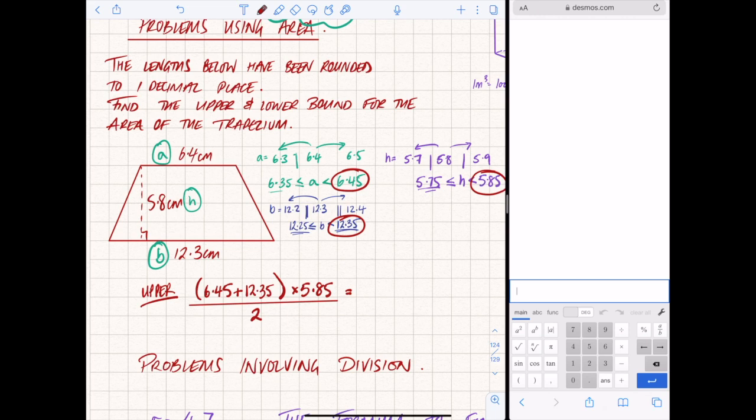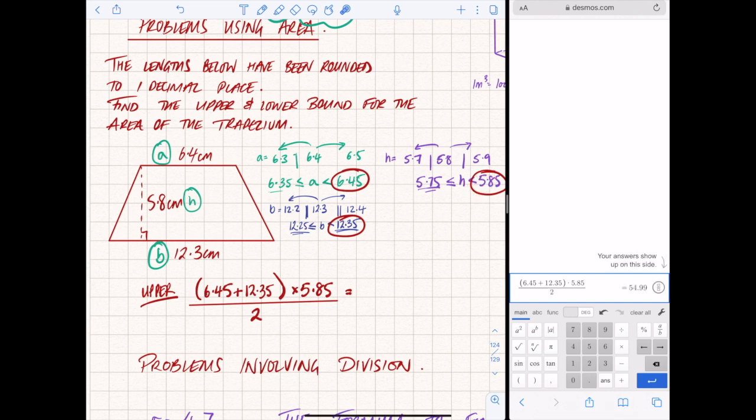So let's just chuck this into the calculator. You can see on the right hand side here, I've got the Desmos calculator open. I'm going to start with a fraction there. I'm going to open up a bracket, so I'm doing 6.45 plus my 12.35, close my bracket, times by my height, which is 5.85. So that's all upper bound. I'm just going to go back and double check. That was my upper bound, yep. That was my upper bound, yep. And that's my upper bound for the height. And then all divided by 2.